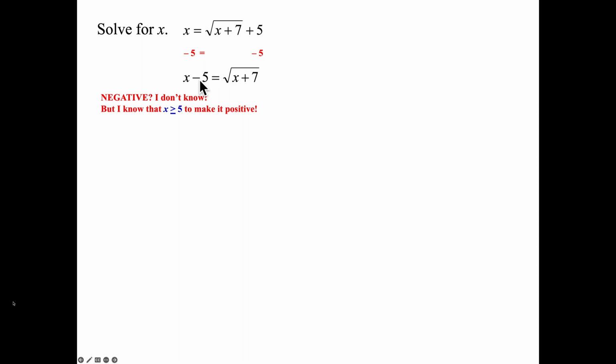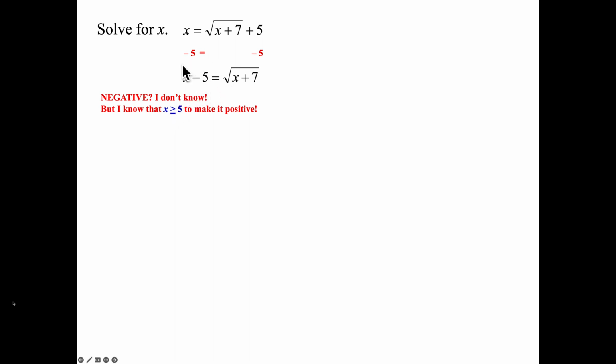And the only way to make it positive is if you take x minus 5, set it greater than or equal to 0 and solve for it. So that means you add the 5 back over. If x is 5 or bigger, it's positive and not a negative. So that tells me if I were to get a negative 6 for an answer, I have to throw it out because it doesn't make this true. So we're going to keep this on the back burner as our disclaimer.